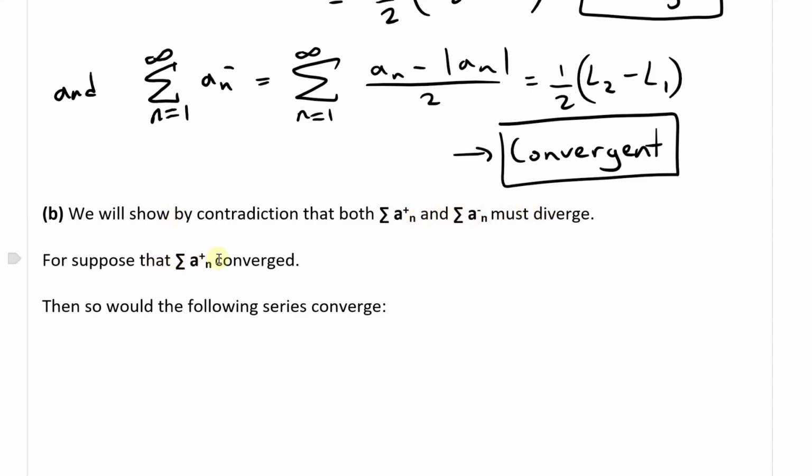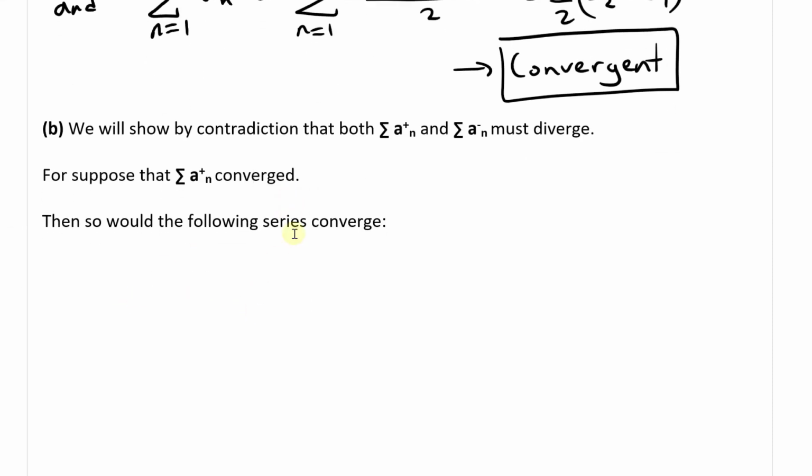For suppose that an plus converges. So let's assume it converges. If we suppose that the series an plus, the positive terms, converges, then so would the following series, and this is again because we are just adding them. So if we have the summation n equals 1 up to infinity of an plus, and also minus 1/2, and this will make sense later. So let's put a minus 1/2 right there.